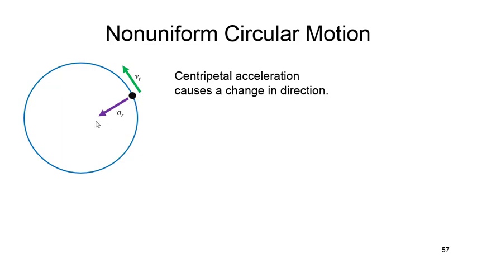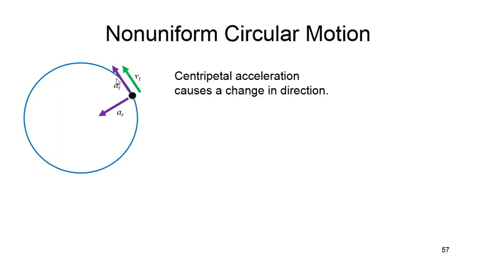That means that object is always accelerating towards the center. That's the reason that it turns, is because it's accelerating. But now we're considering non-uniform motion, where there might be a force in the tangential direction, in which case we would have an acceleration in the tangential direction.